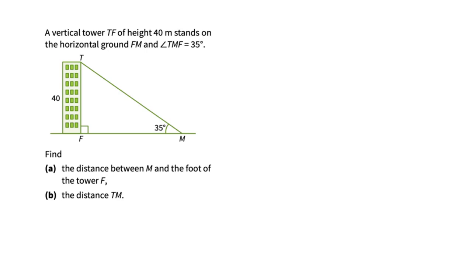Hello everyone, welcome to this question where we are given a vertical tower. This means it is 90 degrees to the ground. Height is 40 meter and we have an angle of 35 degrees that is made on the horizontal ground from a point M. Okay? Find the distance between M and the foot of the tower F. So they are actually trying to find MF.